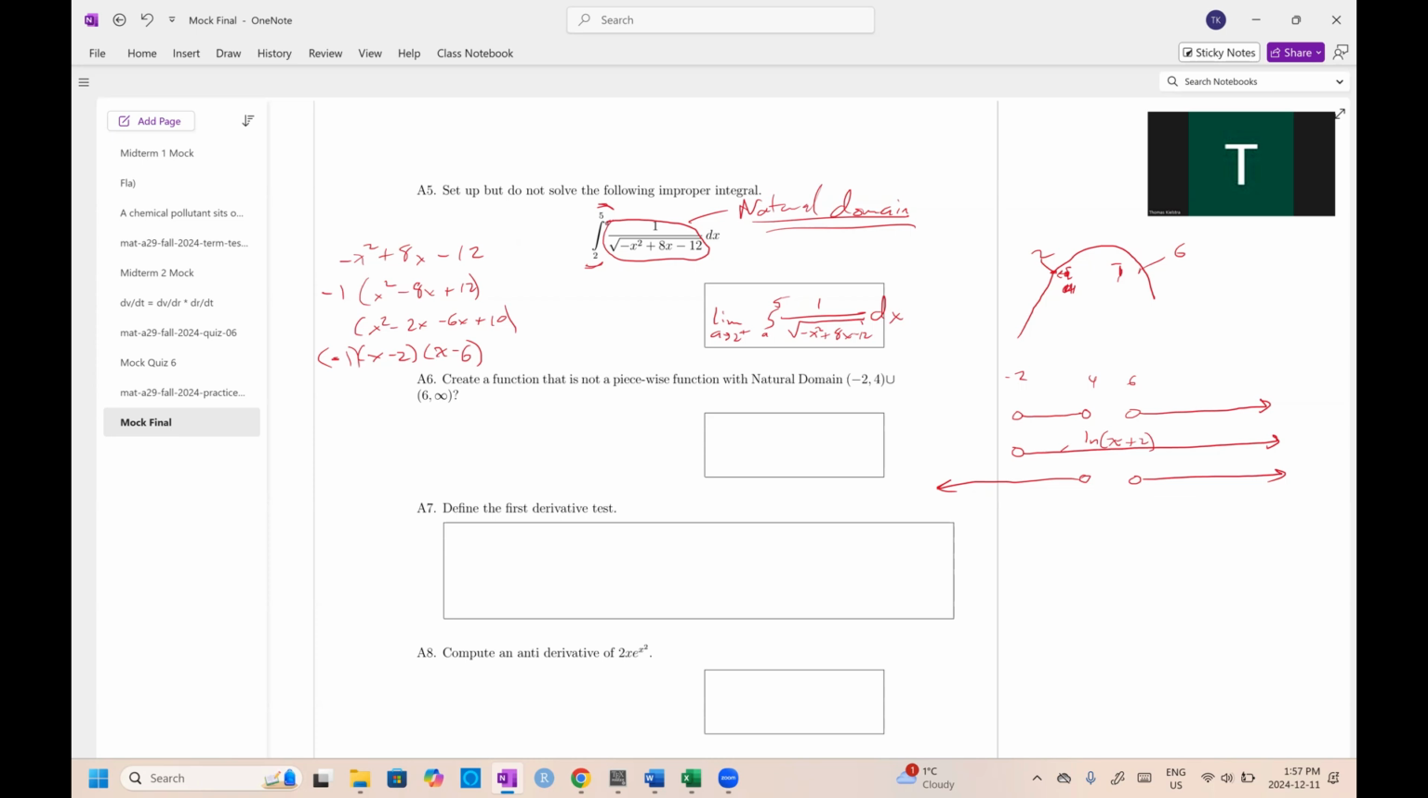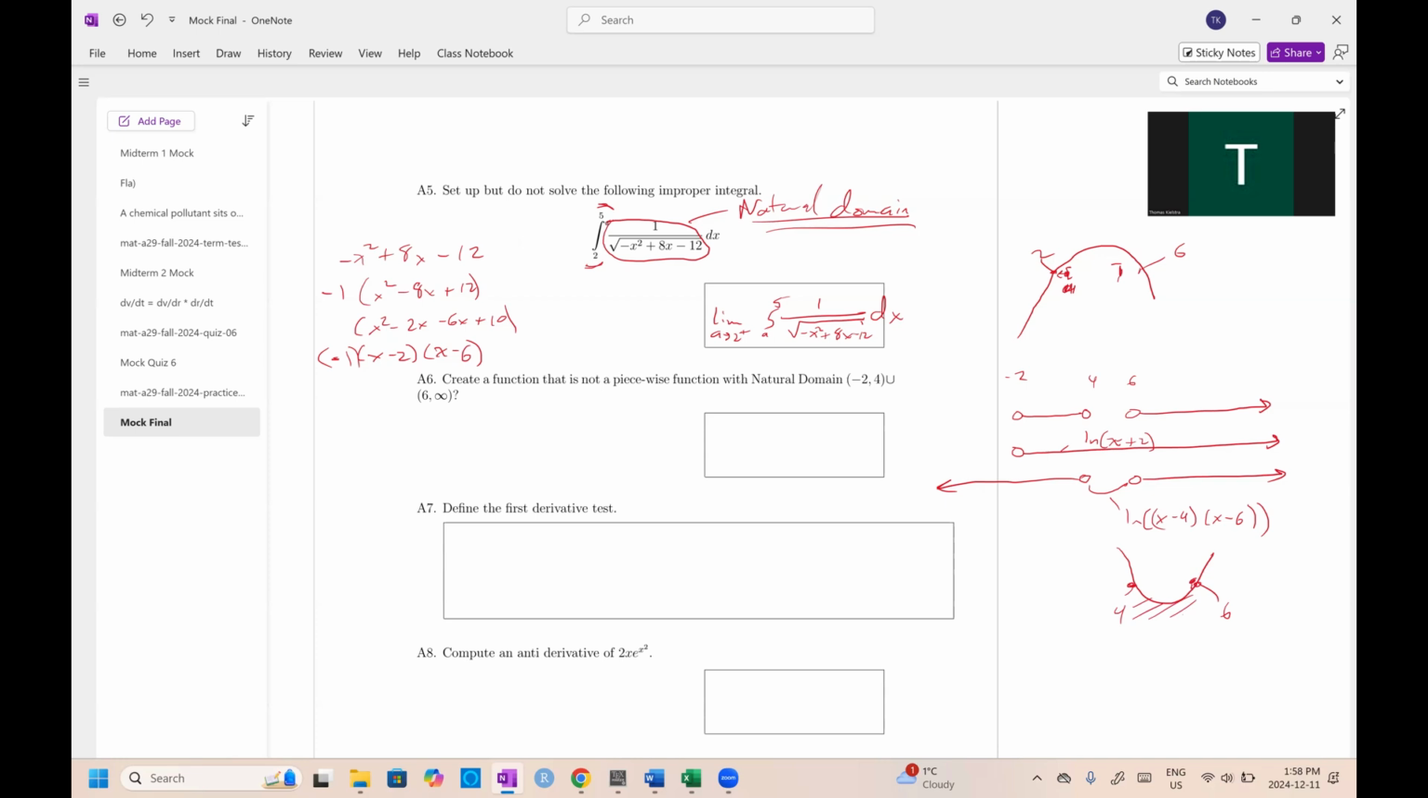Now I have this jump from 4 to 6. To deal with that, I'm going to use ln of (x minus 4)(x minus 6). The reason is that the quadratic (x minus 4)(x minus 6) is positive outside its roots of 6 and 4. The ln function is only defined when its input is strictly positive, so it is not defined at 4 and 6.